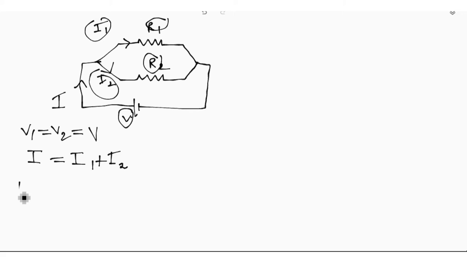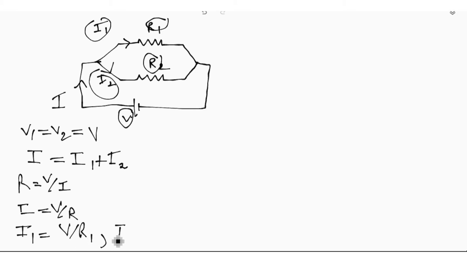Now from Ohm's law we know that R is equal to V by I, or we can write I is equal to V by R. Similarly we can say that I1 is equal to V by R1 and I2 is equal to V by R2.